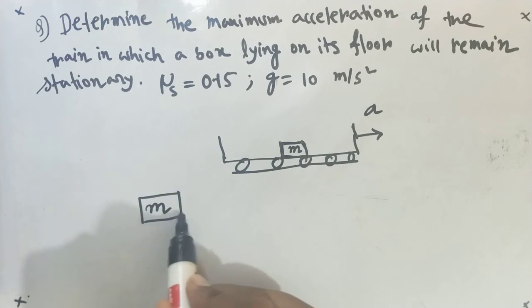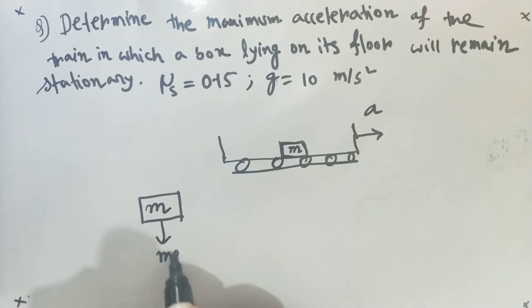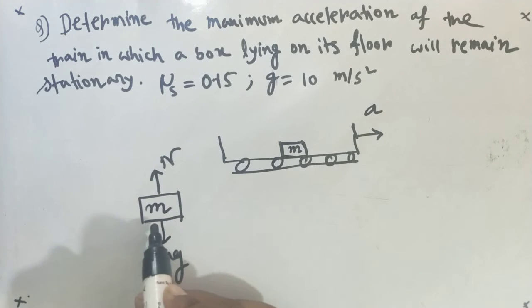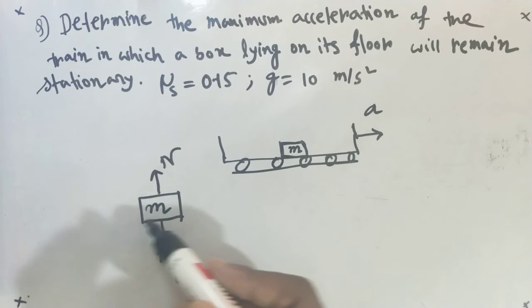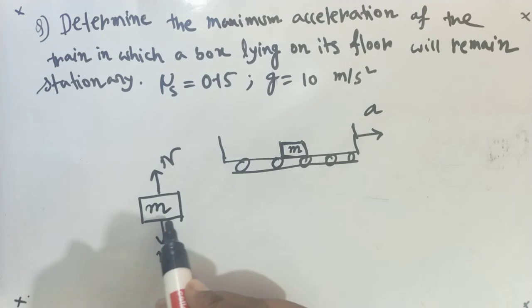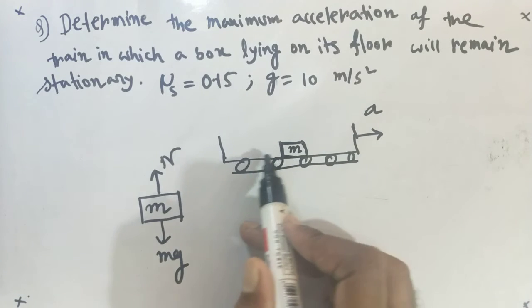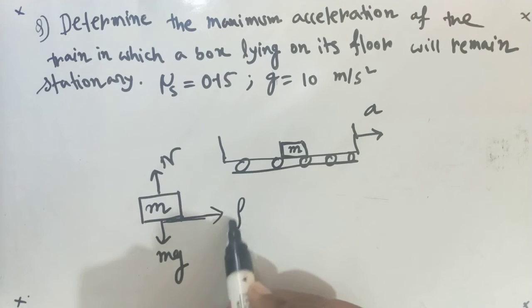So what will be the forces acting on this object? mg acts in the downward direction and the normal force acts upward. Now here a frictional force will act. Since the block wants to move backward, a frictional force will arise here, and the frictional force will of course be opposite to the relative motion of the block. So the frictional force will act along the forward direction.